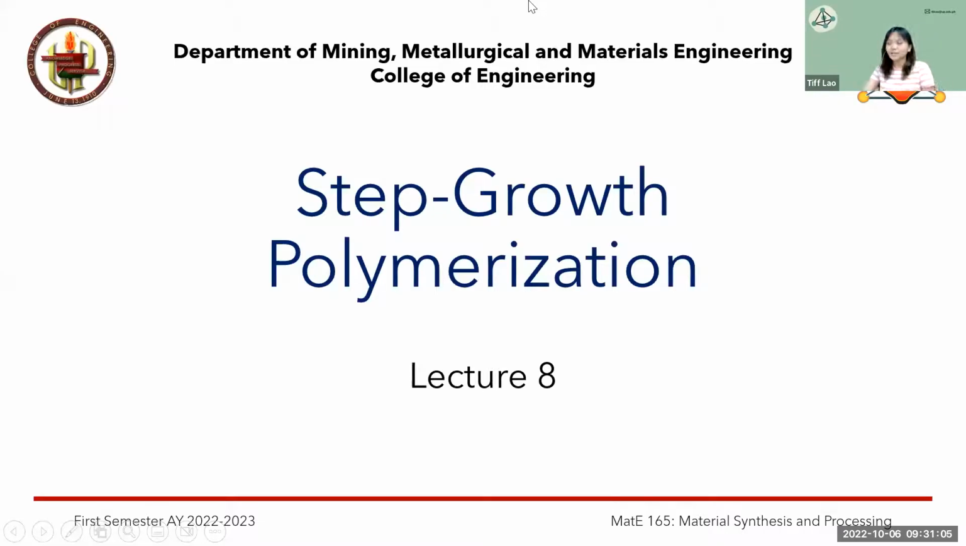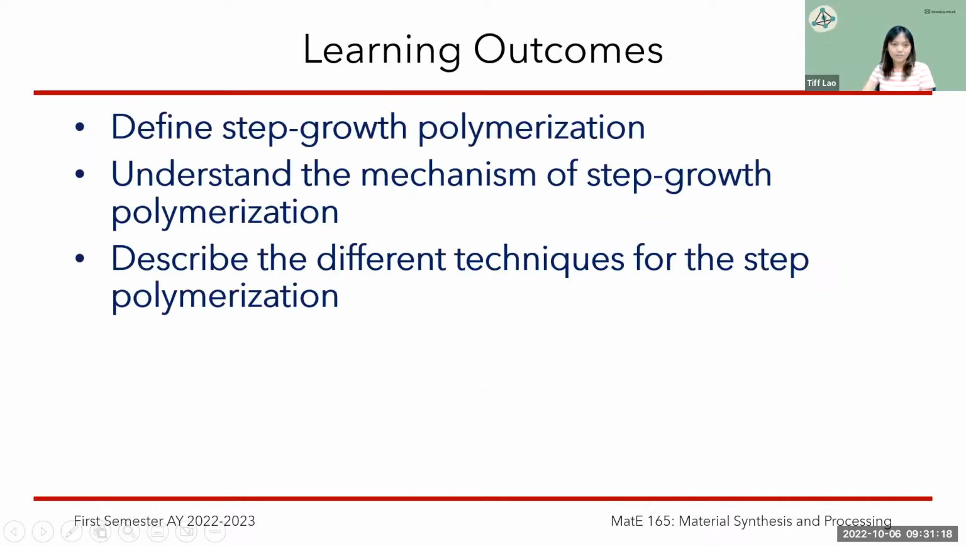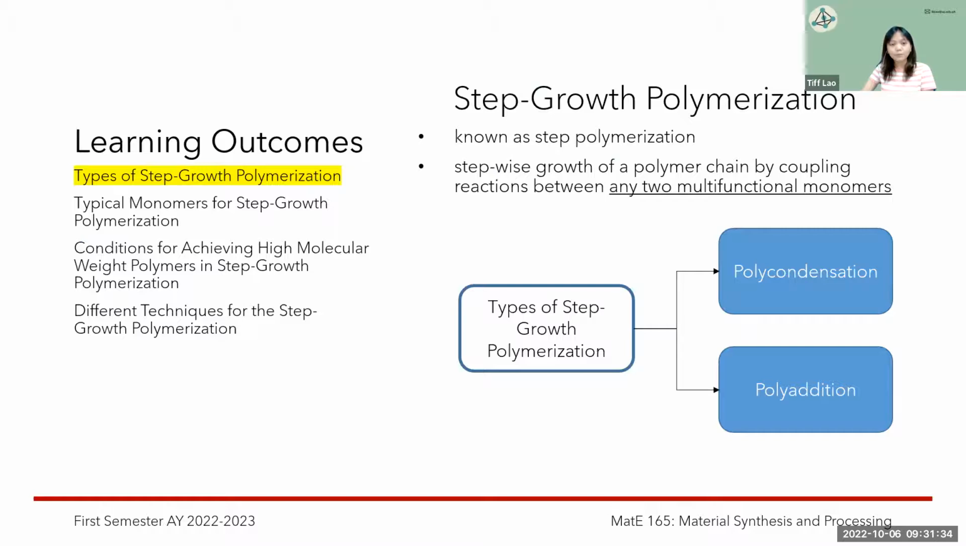So yung first natin i-discuss ay step growth polymerization out of those types. So ang gagawin lang natin ay to define step growth polymerization and understand the basic mechanism of it. Tapos yung mga different synthesis techniques for the step polymerization. So yung step polymerization or step growth polymerization, it has two subtypes. Ito yung polycondensation at saka polyaddition.